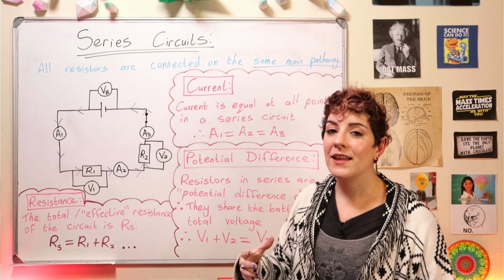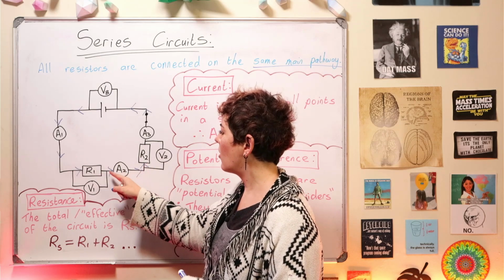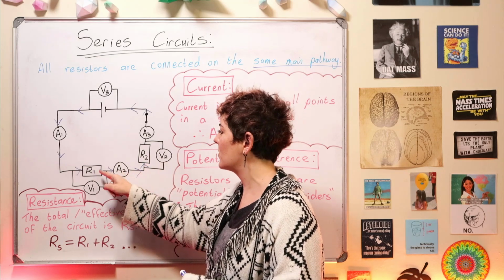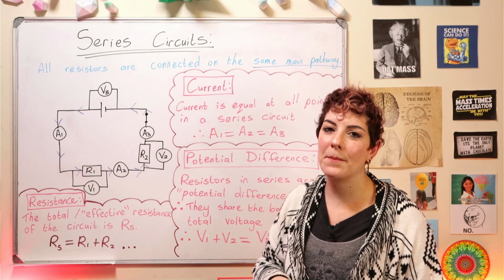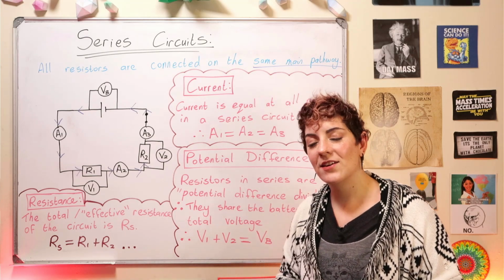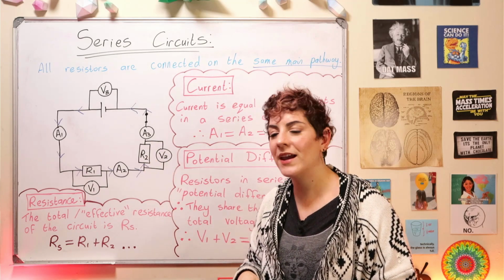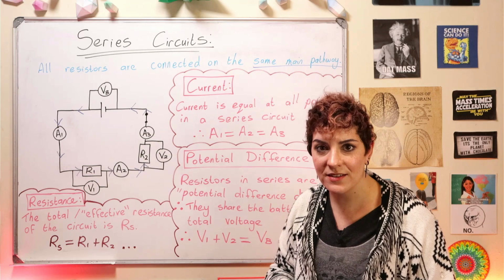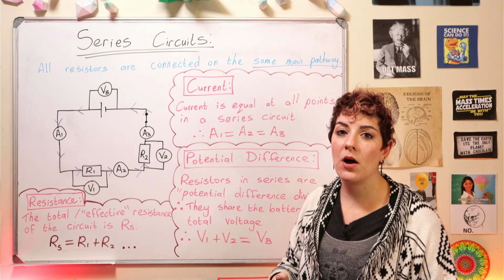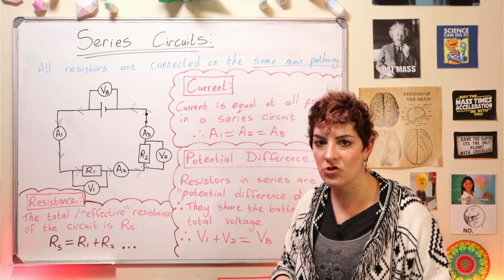Now, some students might look at this and think, oh, but R1 and R2, they're on different pathways because the main pathway bends. They're actually still on the same pathway. It does not matter if your main pathway bends. It is still the same pathway, and R1 and R2 are series resistors. They are on the same main pathway as each other. R1 and R2 are in series.